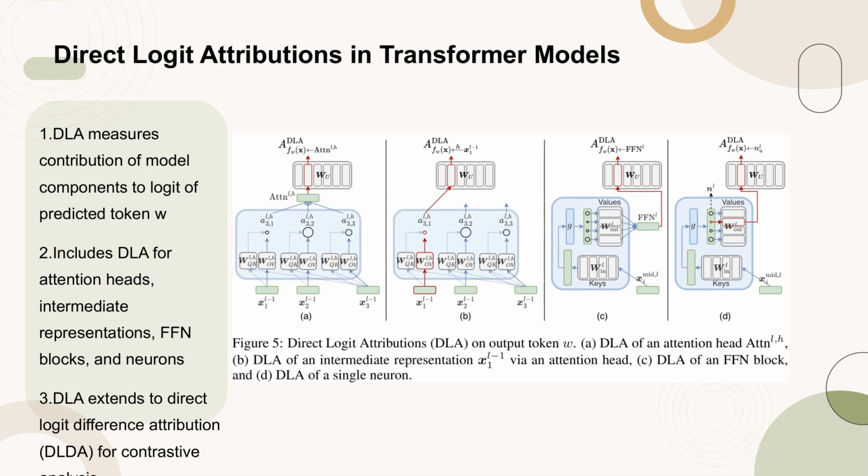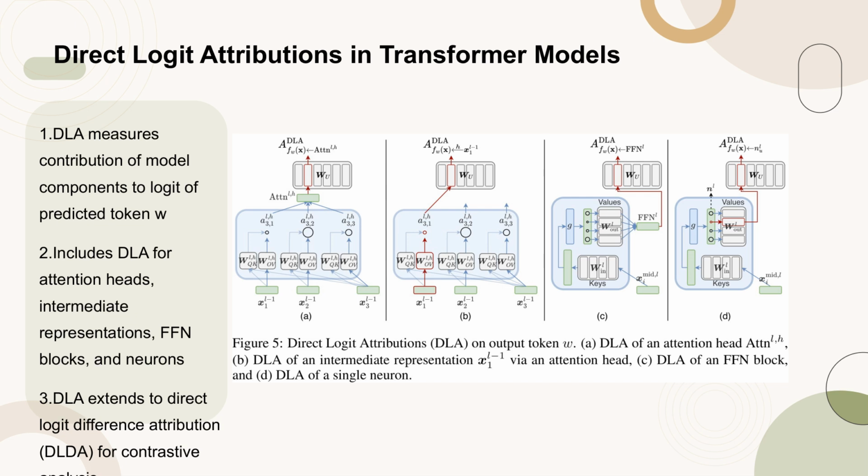Figure 5 illustrates the direct logit attributions, DLA, for the output token W in transformer models. It shows the DLA for various model components: A, an attention head at layer L, head H; B, an intermediate representation XL-1 via an attention head; C, an FFN block; and D, a single neuron. The DLA quantifies the contribution of each component to the logit of the predicted token W, leveraging the linearity of the model's components. This analysis extends to direct logit difference attribution, DLDA, for contrastive explanations, highlighting which components promote one token over another.